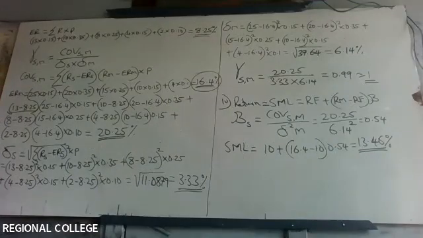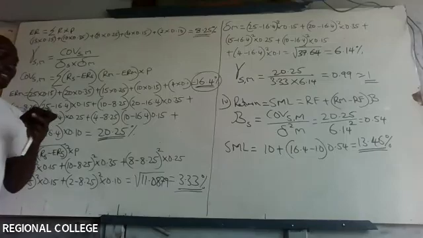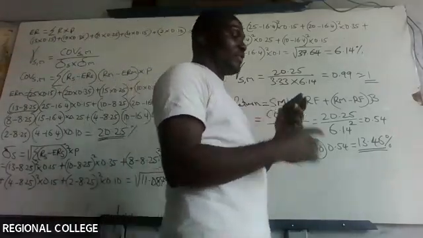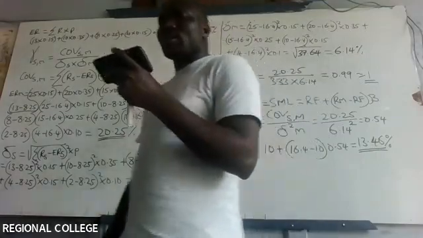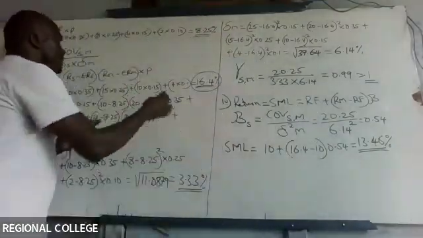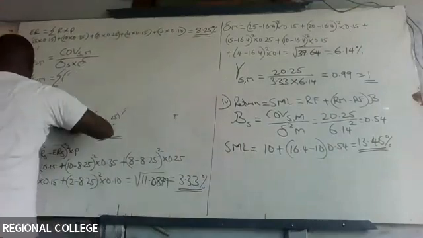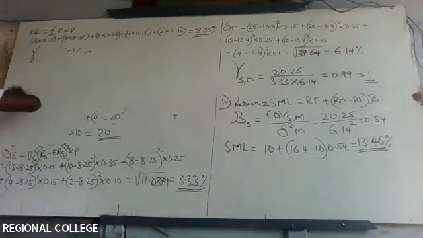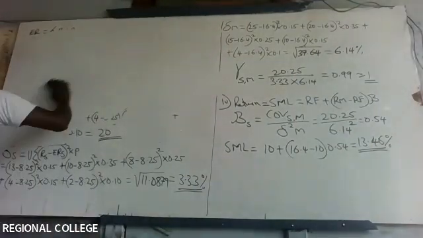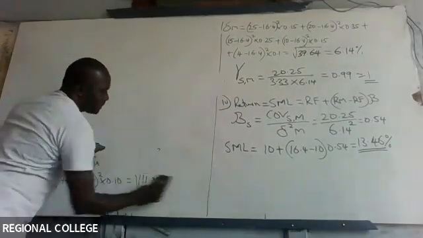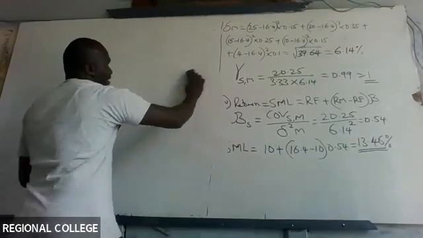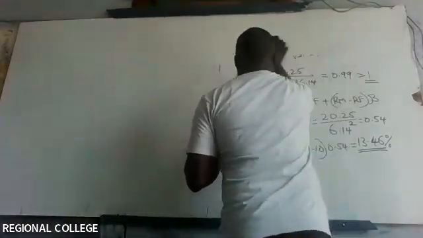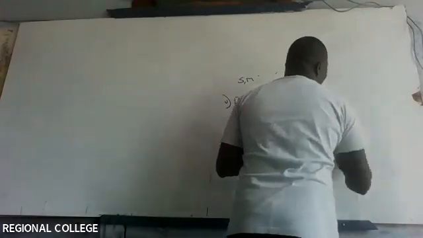An unlevered firm operates in a perfect market and has a net operating profit, that is EBIT, of shillings 4 million. So EBIT is 4 million. The required rate of return on assets of firms in this industry is 16%. So is the firm levered or unlevered? Does it have debt? Look at the first statement.